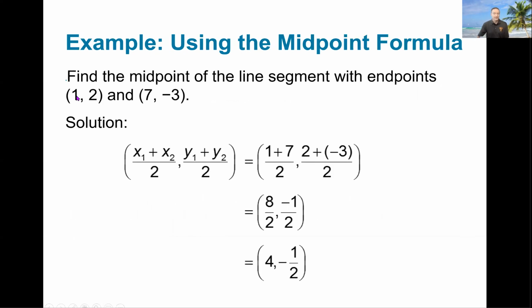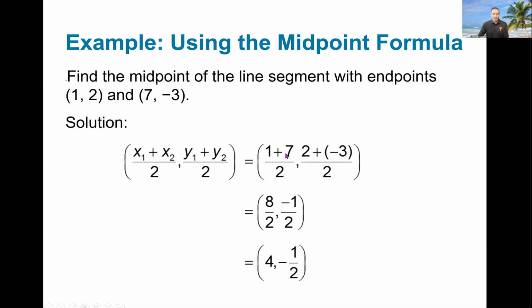To show that, I'm asking you to find the midpoint of the line segment that's connecting the ordered pairs 1, 2, and 7, negative 3. So you'd say, all right, the average x value is going to be 1 plus 7 divided by 2. The average y value, 2 plus a negative 3 divided by 2. So this is the work I'm doing.